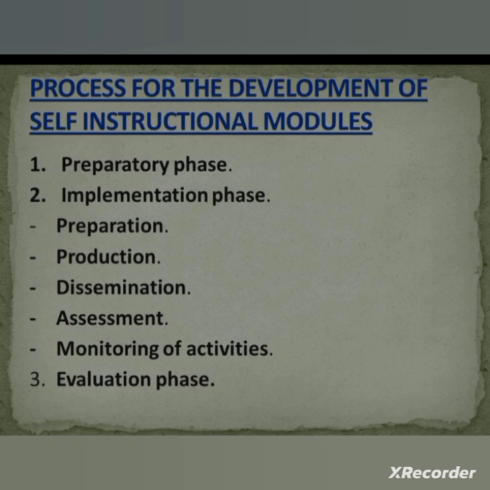Okay, the production stage. After the production stage, we are disseminating the printed material to the learner. After printing the text material or the pamphlet or leaflet, whatever it is, it will be disseminated to the learner, so that the learner can self-evaluate or self-read the content.